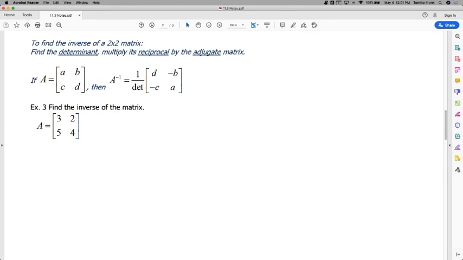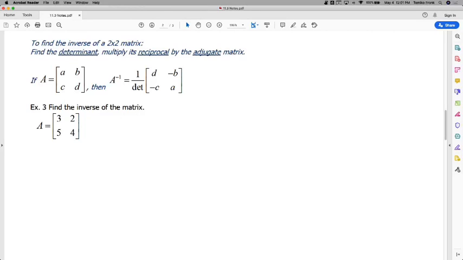Okay, the very last thing we need before we can combine everything together to solve a system of equations is the inverse of a matrix. So in order to find the inverse of a matrix, we find the determinant, then we take the reciprocal of the determinant and what we call the adjugate of the matrix. You might hear it as the adjoint of the matrix. The adjugate of the matrix, multiply those things together, and that is the inverse.